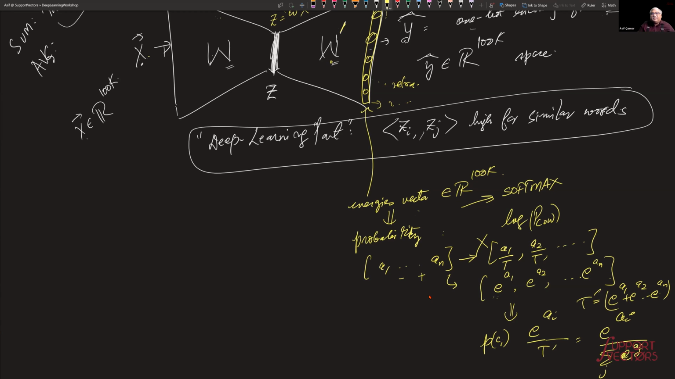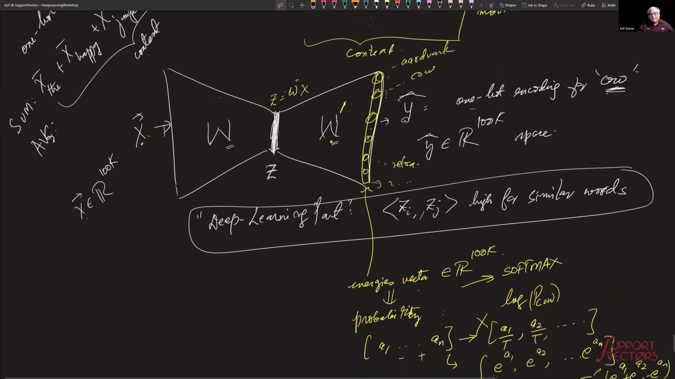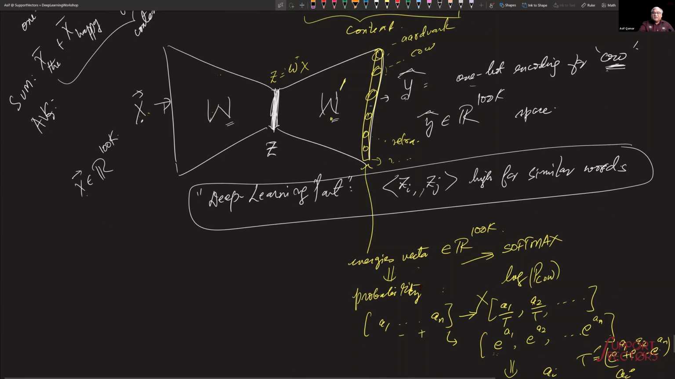So you can take any bunch of numbers, so long as they are finite, and convert them by going through the softmax process. Exponentiate it, and then just take the proportions, and you will get probabilities. Now comes the interesting thing. We talked about cross entropy. Now what can I do? I wanted a probability of 1 for cow, and 0 for everything else.